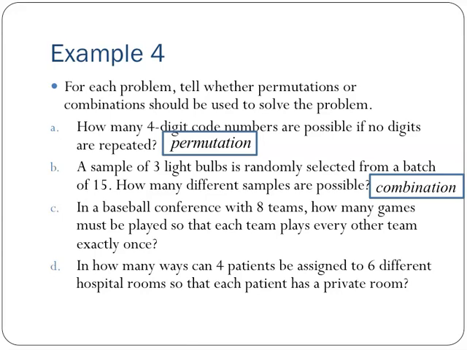In a baseball conference with 8 teams, how many games must be played so that each team plays every other team exactly once? Here it doesn't say that the ordering of the games matter. It's just we want to make sure each team plays every other team once. So this would be a combination. All right, last one. In how many ways can 4 patients be assigned to 6 different hospital rooms so that each patient has a private room? All right, the rooms are different. So imagine the rooms being in a hallway. There are different rooms and a different ordering of those rooms. So we would say this is a permutation.